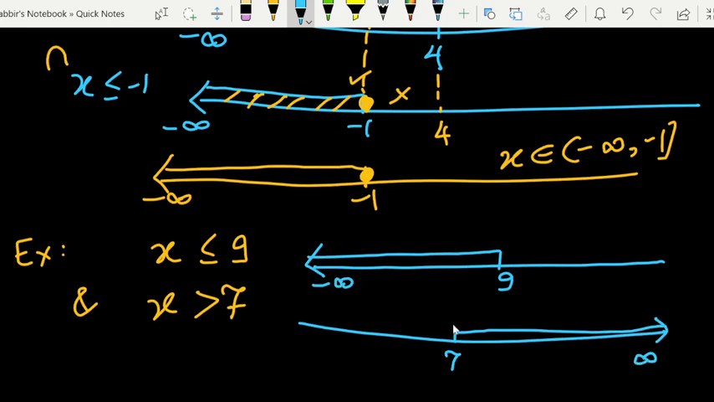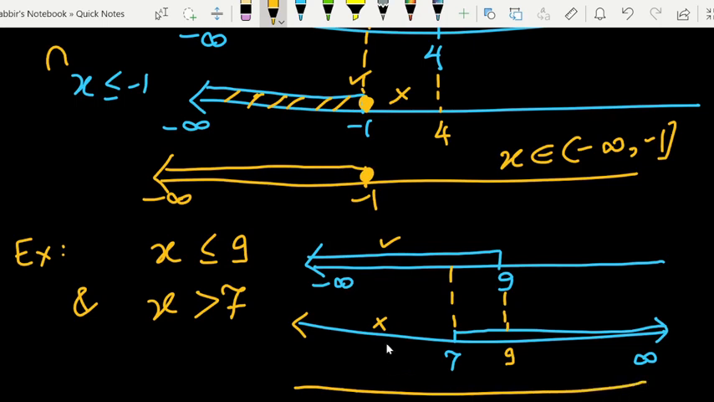So again, proceeding with the same concept, we will draw a perpendicular from 7, and a perpendicular from 9, this is 9, this is 7. Now as you can see here, values lesser than 7 are included here, but not included there, so they won't be a part of the final solution, that is the intersection. There won't be any values between minus infinity and 7. Okay, now what about 7? 7 is there, but here 7 is not there, so 7 won't be included.